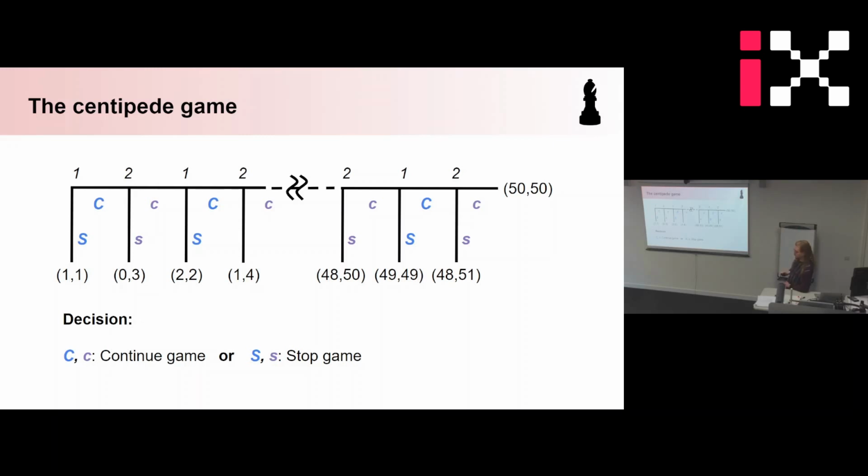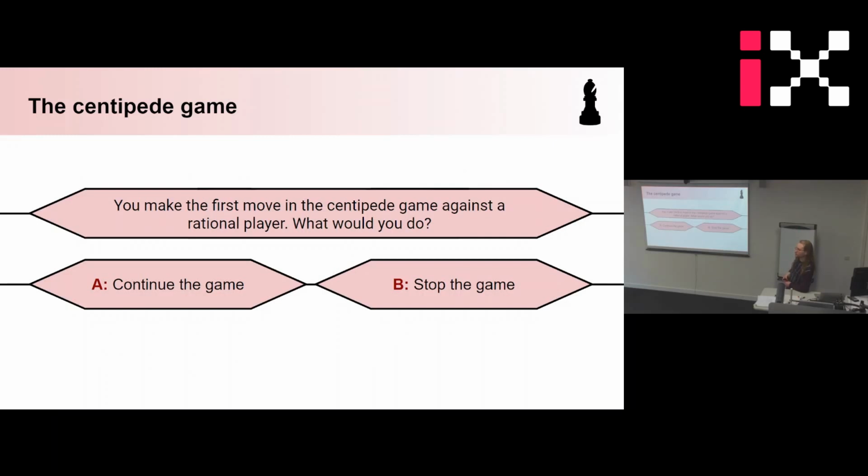If you are player 1, and we are just in round number 1 where I offer you £1, £1, what would you do? Would you say, I take the £1, stop the game, and it's fine? Or would you say, oh no, I continue the game because I want to go for the £50? I'll give you 20 seconds. You can talk to your neighbor, and then we are going to just vote for it.